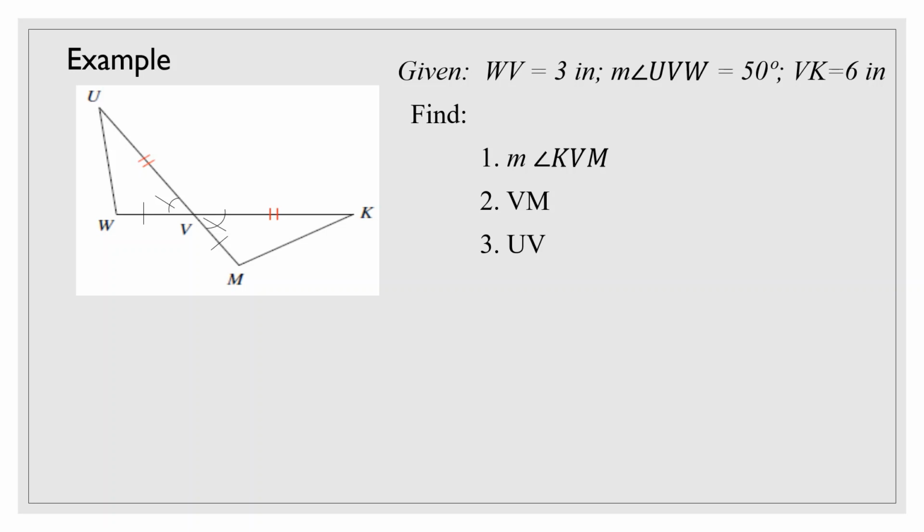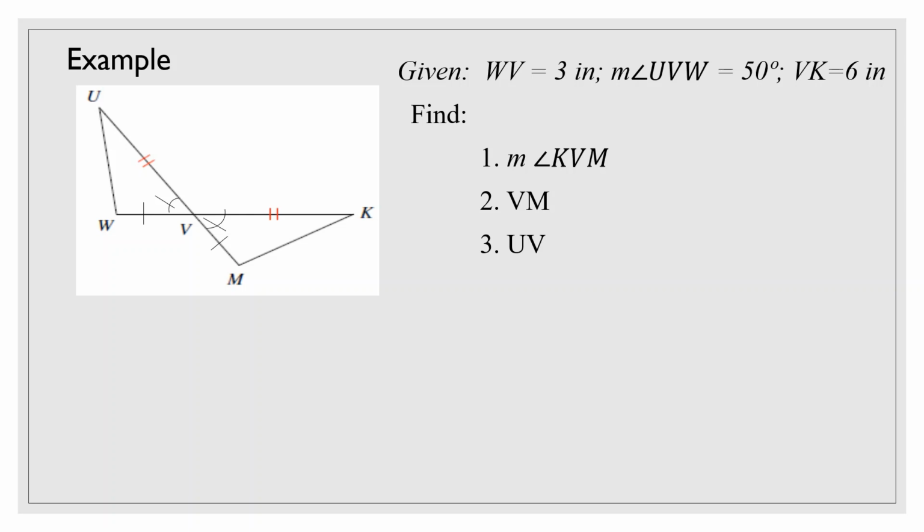Let us consider the given example. In the figure, makikita natin that there are corresponding parts shown by tick marks. Using the given, WV is 3 inches, the measure of angle UVW is 50 degrees, and the measure of VK is 6 inches. So for number 1, we are going to look for the measure of angle KVM.